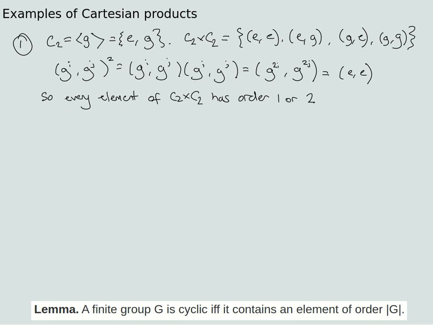So take a look at the lemma which I copied at the bottom of the screen there. A finite group is cyclic if and only if it contains an element whose order is the size of the group. Here we've got C2 cross C2, a group of order 4, and we've got every element having order 1 or 2. So there certainly is not an element with order 4, and that means this group is not cyclic.